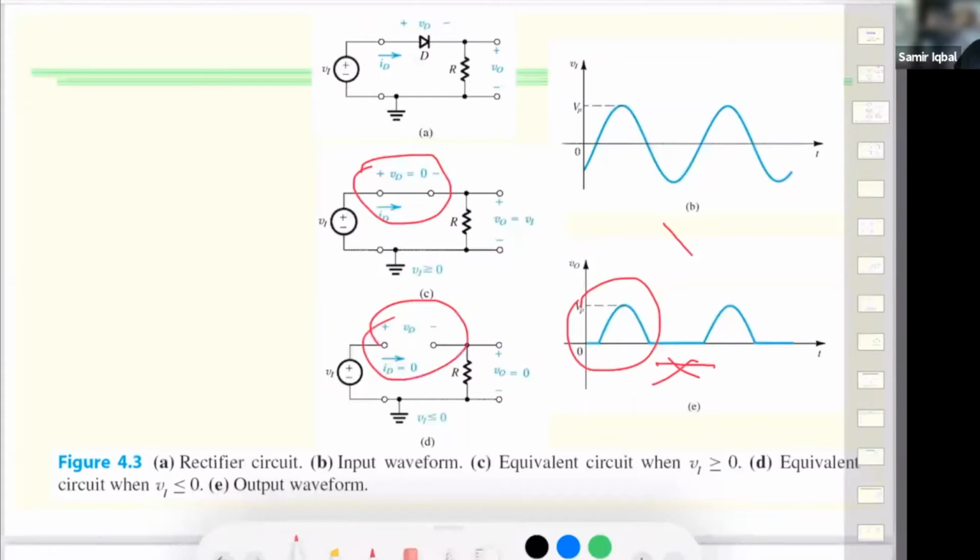But in a very general sense, we would just call it a short circuit if it is forward biased, and an open circuit if it is reverse biased. That would then translate into the output from this input. The upper plot is for input, the lower plot is for output.